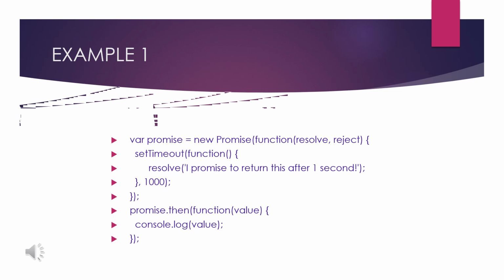So after 1 second it will return this promise to us, and to get the value back to the code we can use this then method. promise.then with a function of value means it will return the value. It logs "I promise to return this after 1 second" to the console. That's how it works. You can use it for REST API calls where we have a single data handling. For simple conditions it will be very useful.